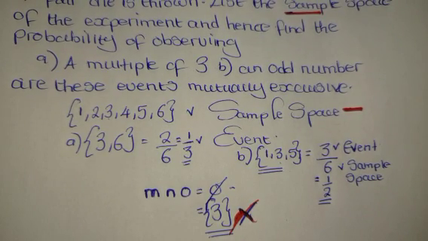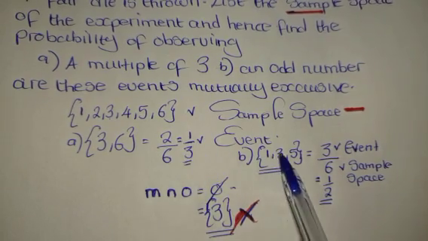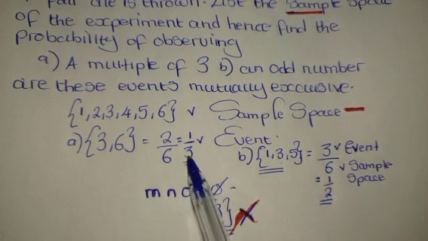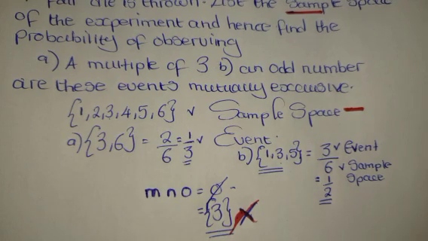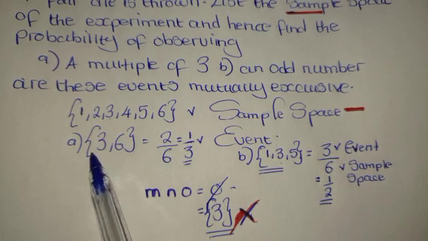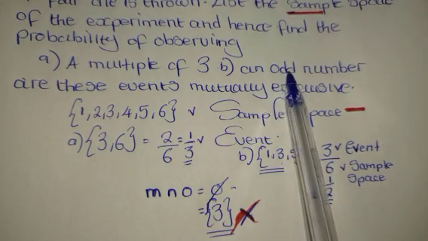So this is how we prove whether events are mutually exclusive or not. You check in the sets which you have been given. In this case, the sets have an element in common, and the element in common is 3. So the multiple of 3 together with the odd number are not mutually exclusive.